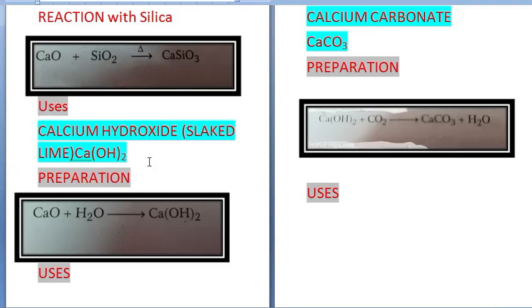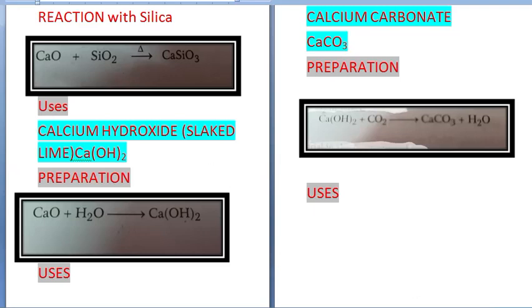Next compound is calcium carbonate. It is prepared by passing carbon dioxide in slaked lime. So Ca(OH)2 plus CO2 gives you calcium carbonate plus water, CaCO3 plus H2O. Uses of calcium carbonate. It is used as building material in the form of marble. It is used in manufacture of quicklime. A mixture of calcium carbonate and magnesium carbonate is used as flux in metallurgy of metals like iron. It is used as antacid. It is used in toothpaste, as constituent of chewing gum, and as a filler in cosmetics.